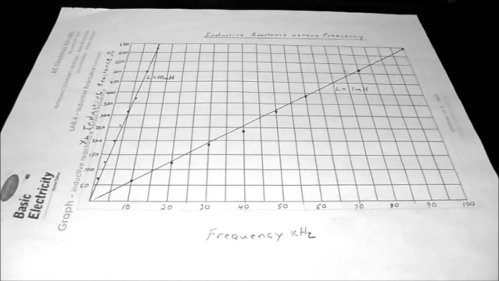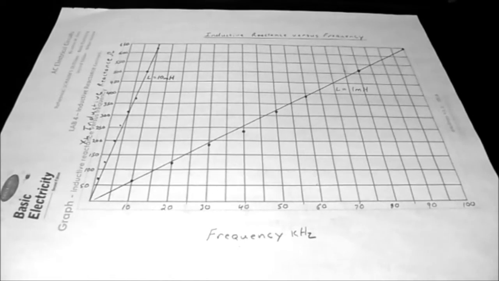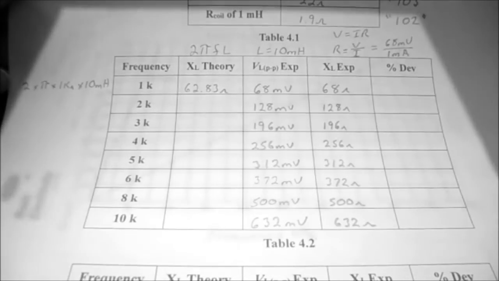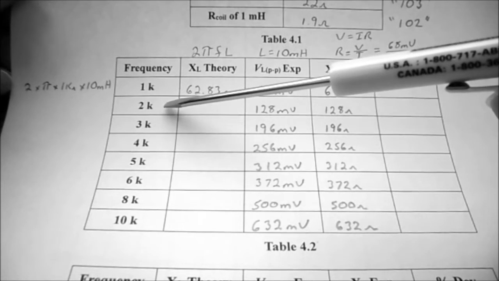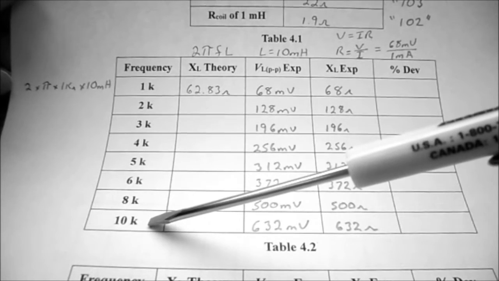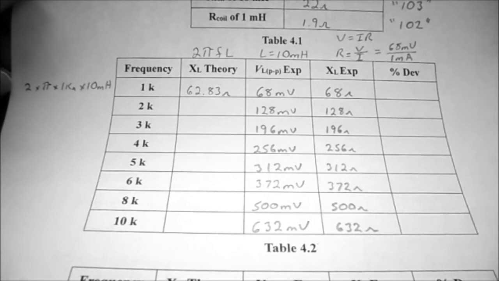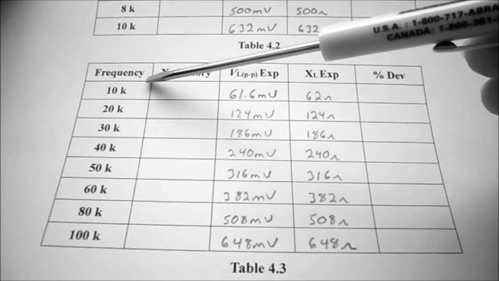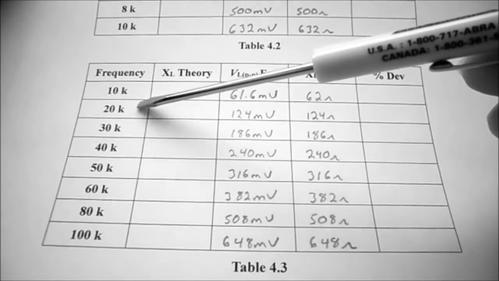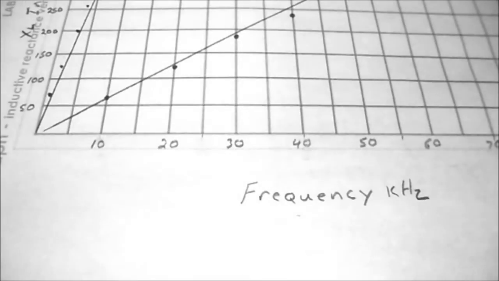So to plot inductive reactance versus frequency, we're going to turn our paper sideways and put it in the landscape mode. So you can see table 4.2 goes 1 kilohertz, 2 kilohertz, up to 10 kilohertz. And I want to graph that on the same chart as table 4.3. So you can see the frequency on table 4.3 goes 10, 20, 30, all the way up to 100 kilohertz.